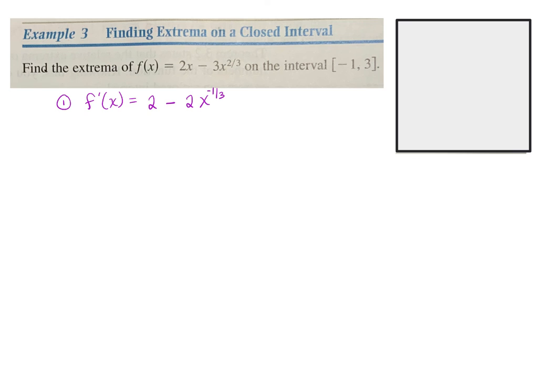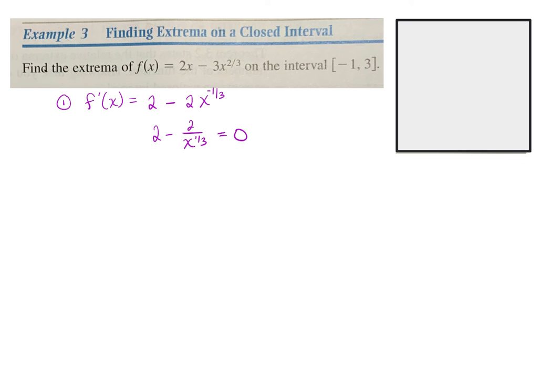So you end up with something that looks like this: 2 minus 2 over x to the 1/3. I would recommend getting a common denominator here, just because it might be a little bit easier when you're setting that equal to 0. Either way, it's going to be kind of a booger. You can set it equal to 0 here. You just probably want to do your shortcuts of flipping, if that makes sense.